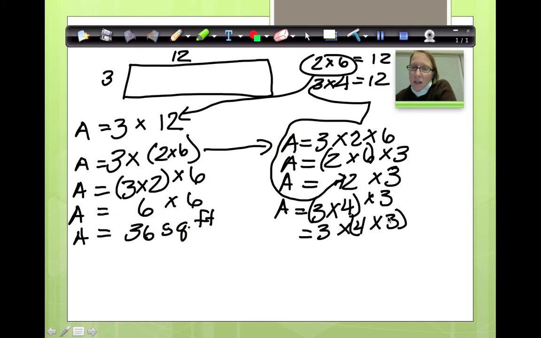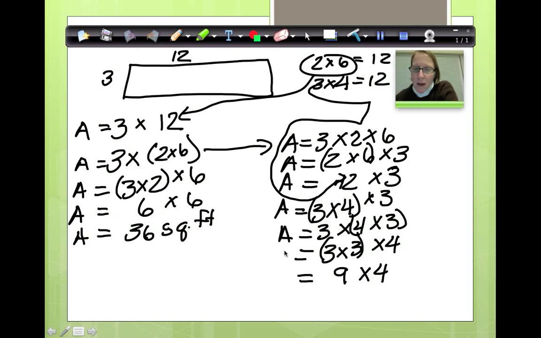So let's use the commutative property and rearrange the order. So now let's do, how about 3 times 3 times 4? See, I have the same numbers, but I can rearrange them because of the commutative property. They can move around. Now, I don't really want the 12, because 12 times 3 is what I had before. So if I put my parentheses here, I don't have 12 times 4, do I? I have 9 times 4. What's 9 times 4? Put all my A's back. 9 times 4 is 36 square feet.